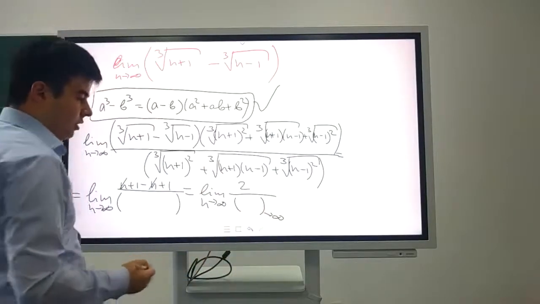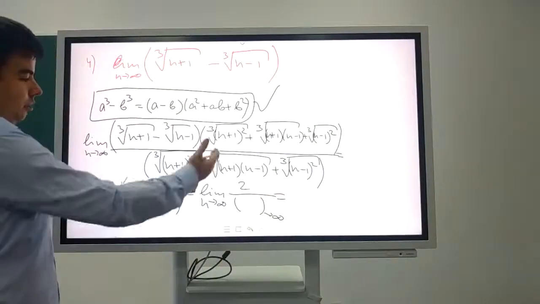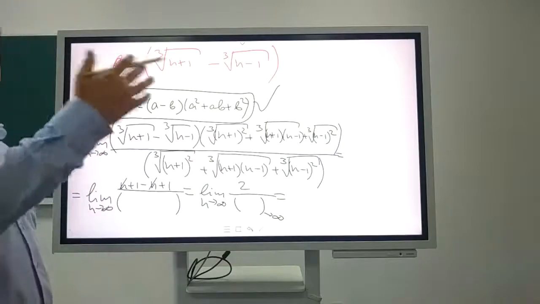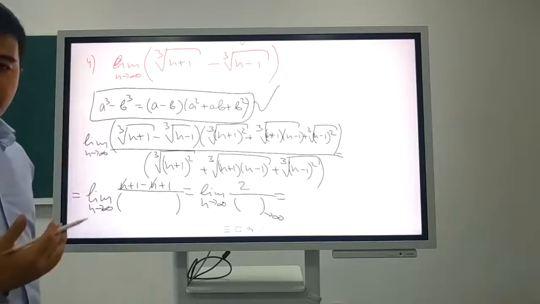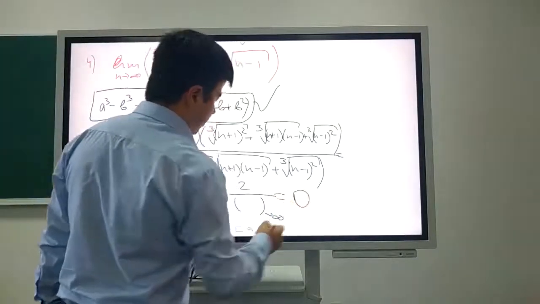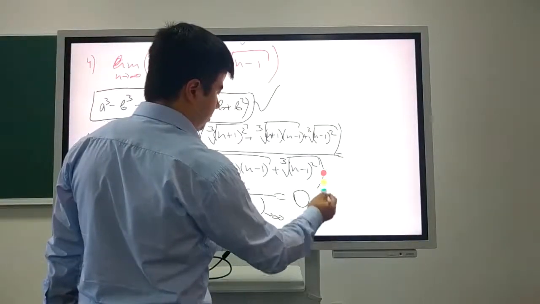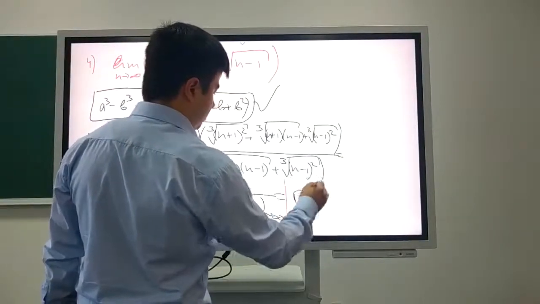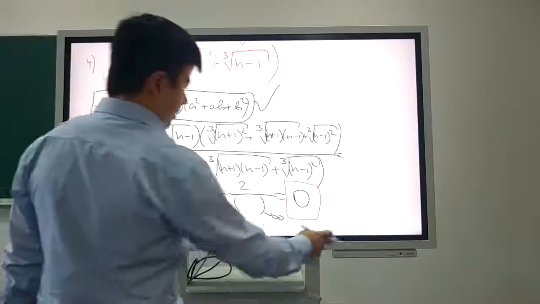So now in the numerator we have just the number 2. So when the denominator goes to infinity and in the numerator we have 2, the answer is 2 over infinity, or 1 over infinity. It is 0. So the answer of this limit is 0. This is the answer. Okay. Next one.